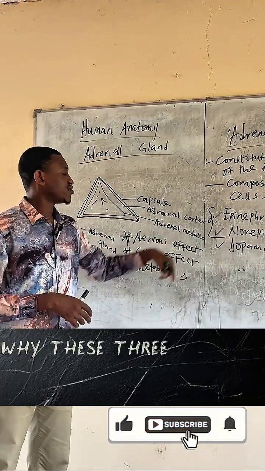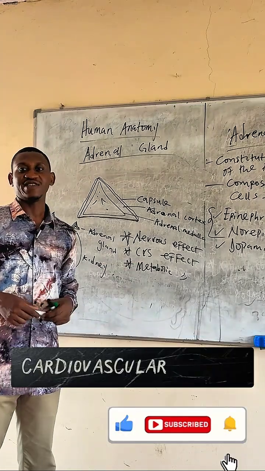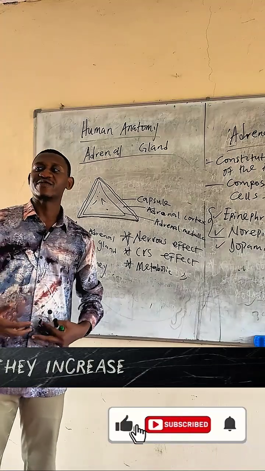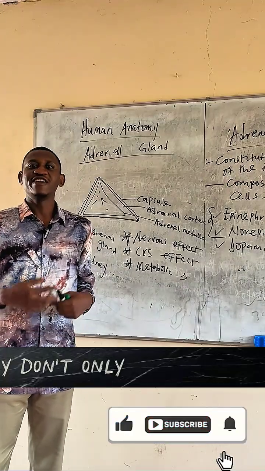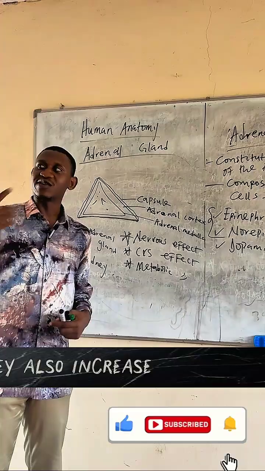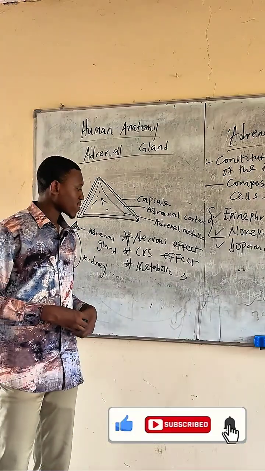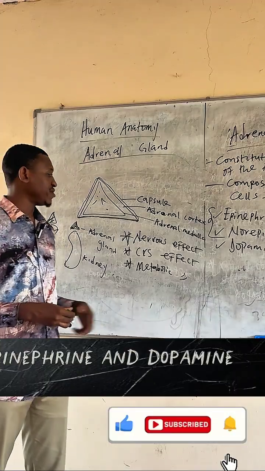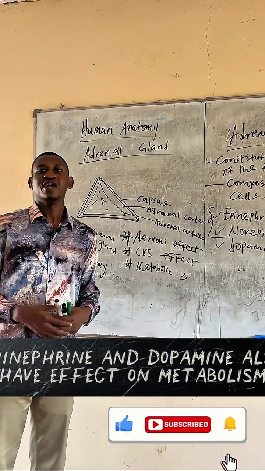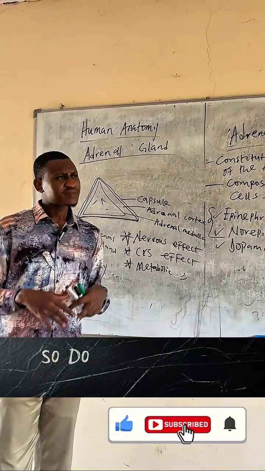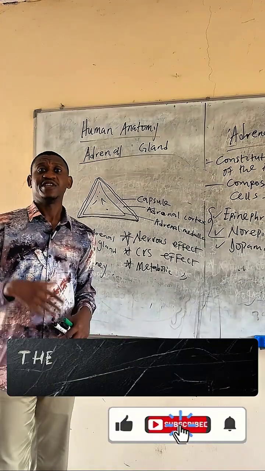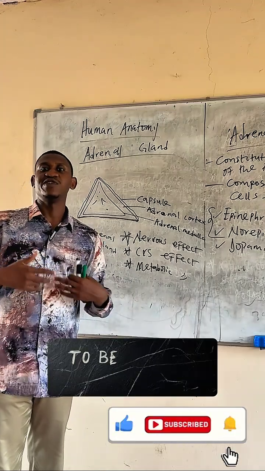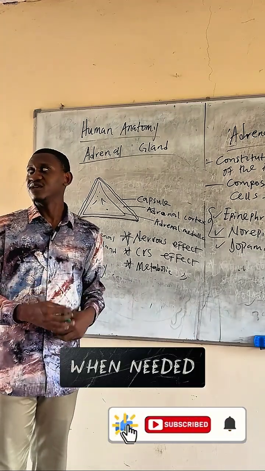These three hormones also have effect on the cardiovascular system. The epinephrine, norepinephrine, and dopamine, they increase what? Heart rate. They don't only increase heart rate, they also increase blood pressure. And finally, they also have effect on metabolism. They increase blood glucose level. So during emergency or during sympathetic activity, the blood glucose level is increased to supply more glucose to the body tissues to be able to take action as when needed.